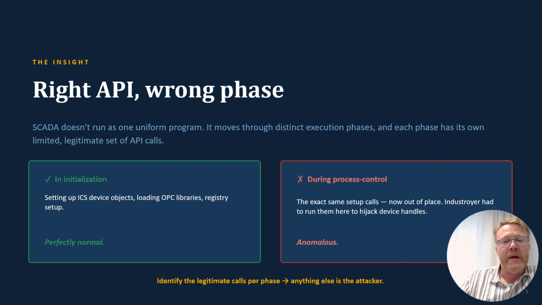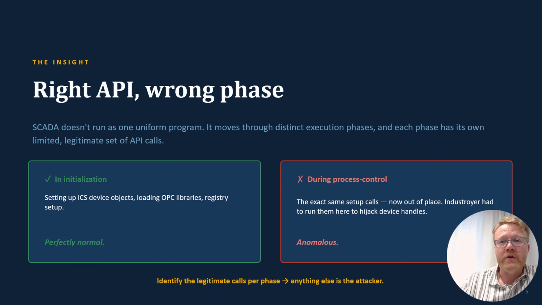So the core idea of the paper, again, is wrapped up in the phrase, "right API, wrong phase." Think of it this way. The same API call can be totally benign or a red flag depending on which phase of SCADA execution it happens in. I'll define the phases in a moment.